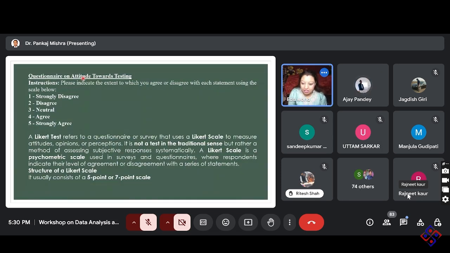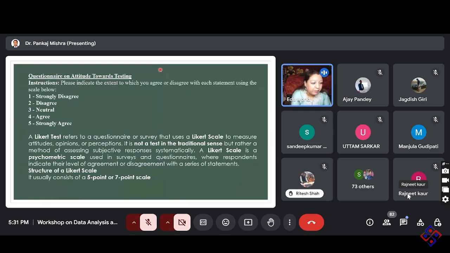Anybody? No, ma'am. Okay, many of us have a little bit of problem with English. So if you have any problem, if there is a portion you haven't understood and you want me to explain that portion in Hindi, that is also quite okay with me.